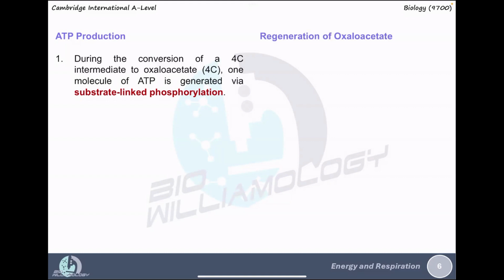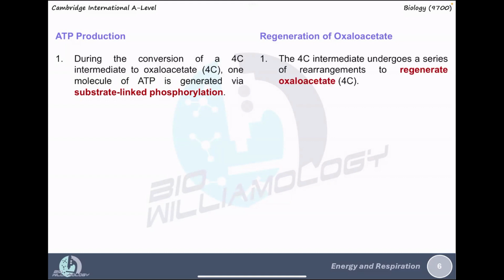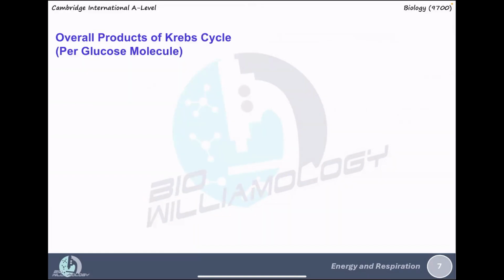And finally, we have regeneration of oxaloacetate, where this 4-carbon intermediate compound undergoes a series of reactions to rearrange the chemical structure back to oxaloacetate. Oxaloacetate, which is a 4-carbon compound, acts as the acetyl group acceptor. So this allows the Krebs cycle to continue when a new acetyl coenzyme A molecule enters the Krebs cycle. So what are the overall products of the Krebs cycle per glucose molecule?